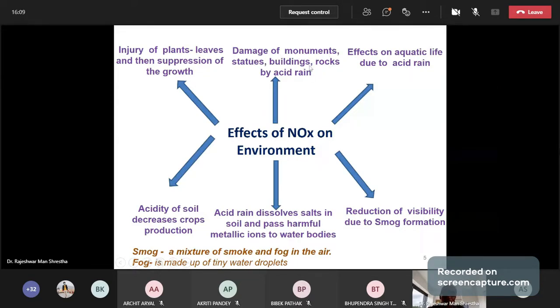Acid rain is also formed by the reaction of nitrogen dioxide with water present in the atmosphere, and this acid rain will damage monuments, statues, buildings, rocks, etc. And acid rain also affects aquatic life, the aquatic animals present.